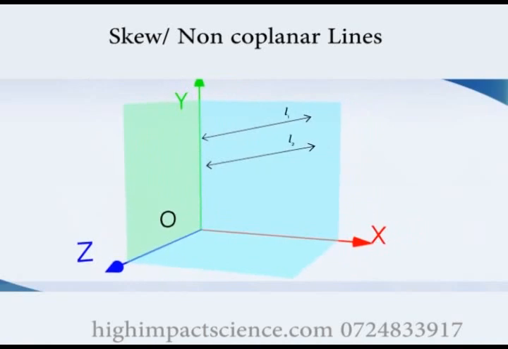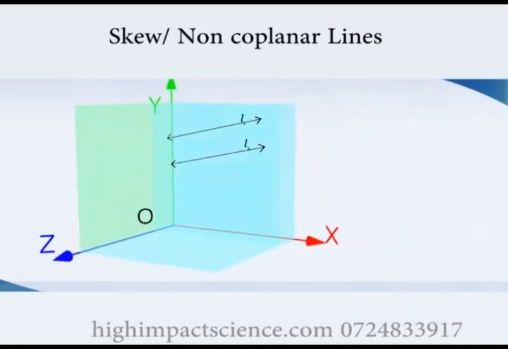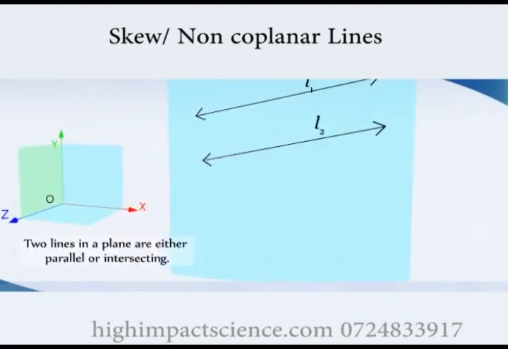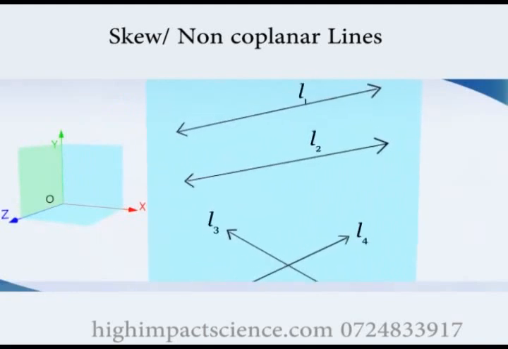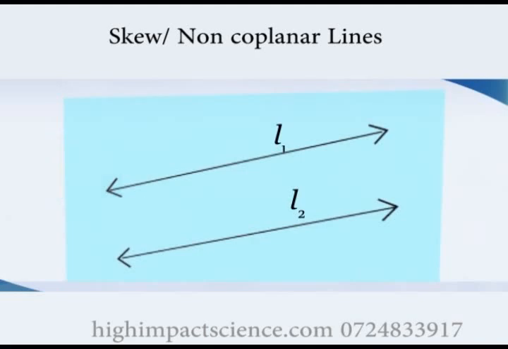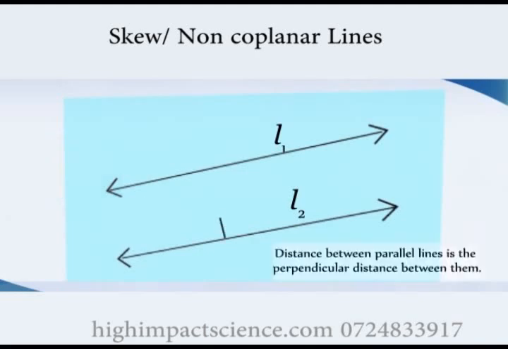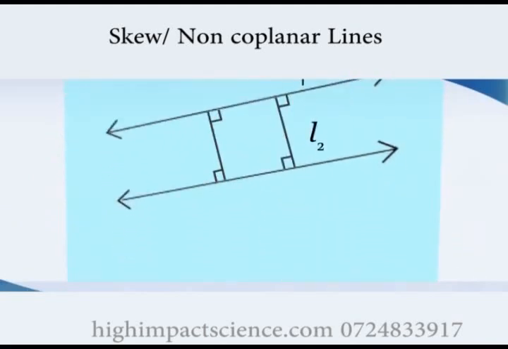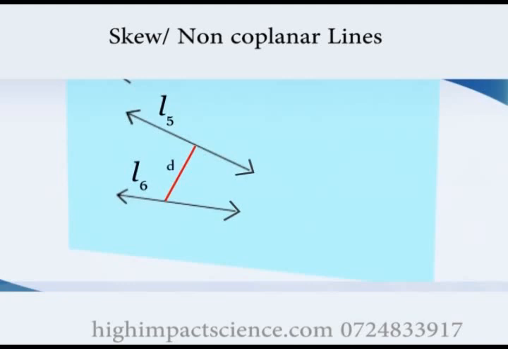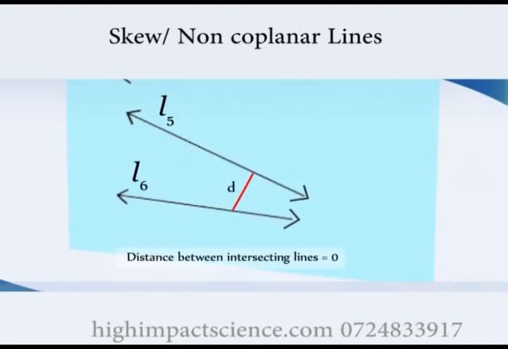Next, skew lines. Now, any two lines in a plane are either parallel or intersecting. If the two lines are parallel, then the shortest distance between them is the perpendicular distance between them. If the two lines are intersecting, then the shortest distance between them is 0.